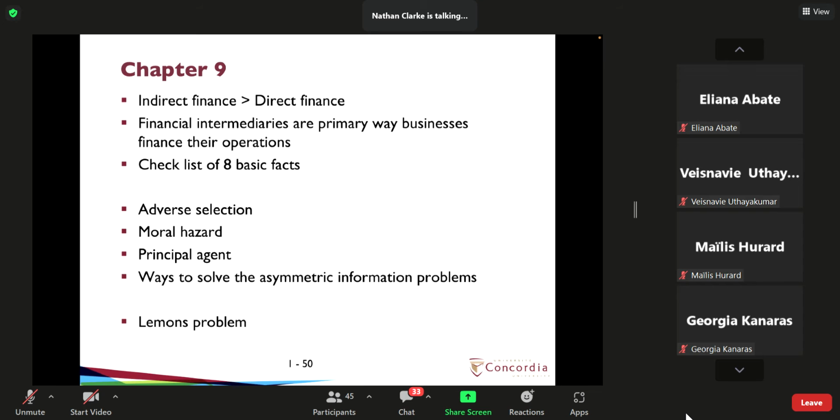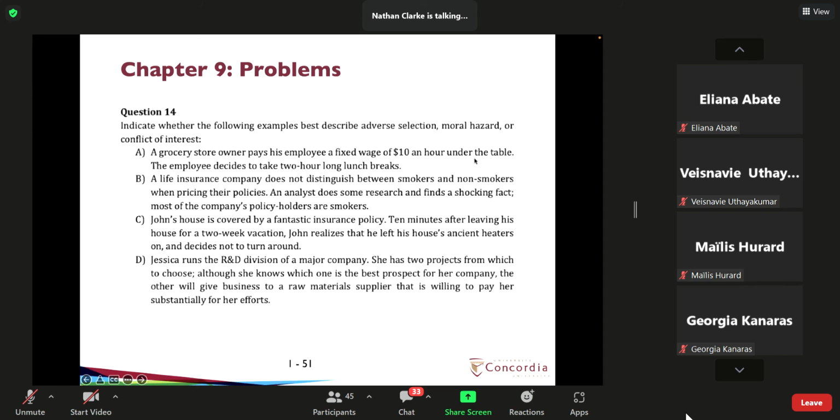And then another one that can be a pain in the ass is the lemons problem. It could be on your exam, it could not be. I have no idea, but it's been on exams in the past. So be familiar with the logic of the lemons problem and be able to work through what they're willing to pay if they have the same information versus if they don't have the same information and whatnot. So that's pretty much the main stuff of chapter 9.